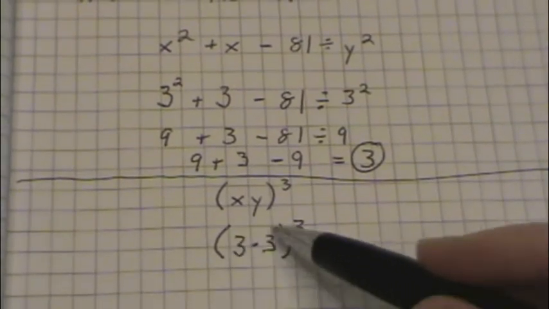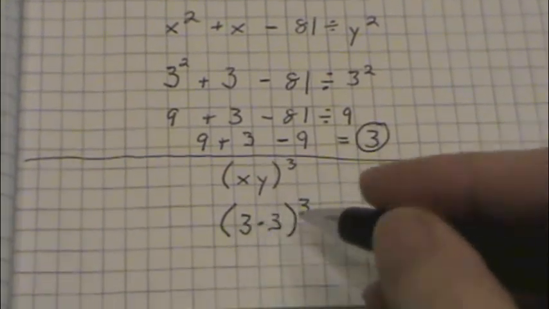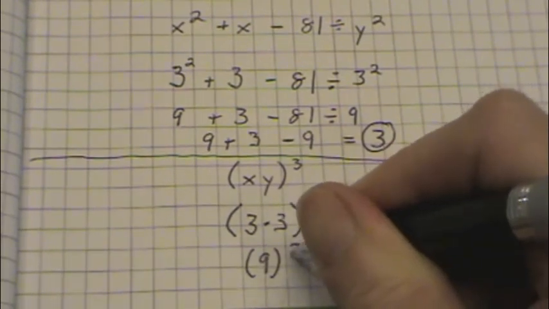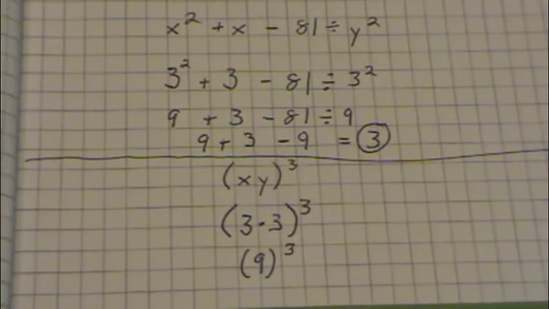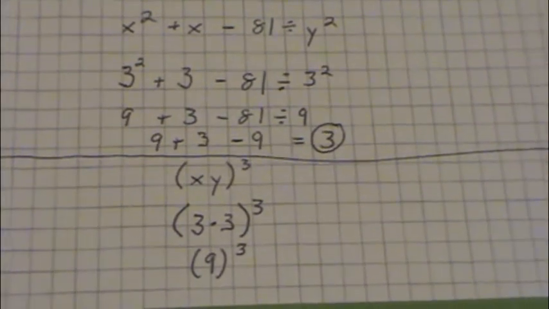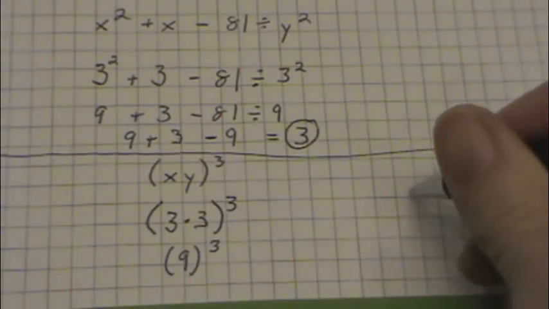PEMDAS. First we do whatever's in the parentheses. So 3 times 3 becomes 9 cubed. Next step, exponents. What's 9 cubed? Okay, think it through. Think it through. Maybe you're off to the side.